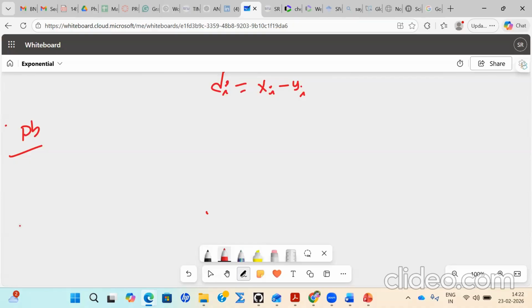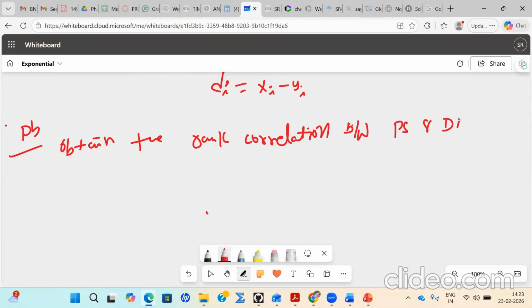Obtain the rank correlation between PS and DMS. So write down PS data and DMS data.